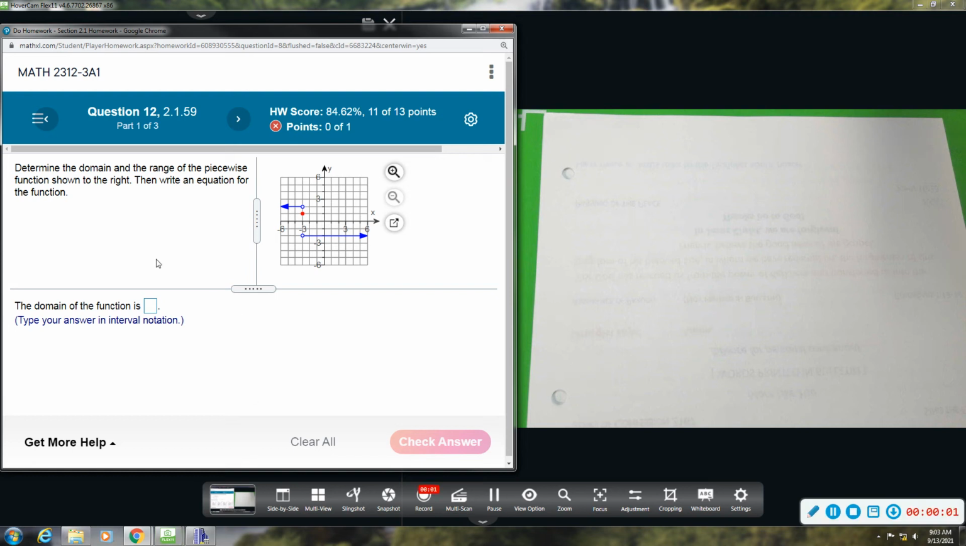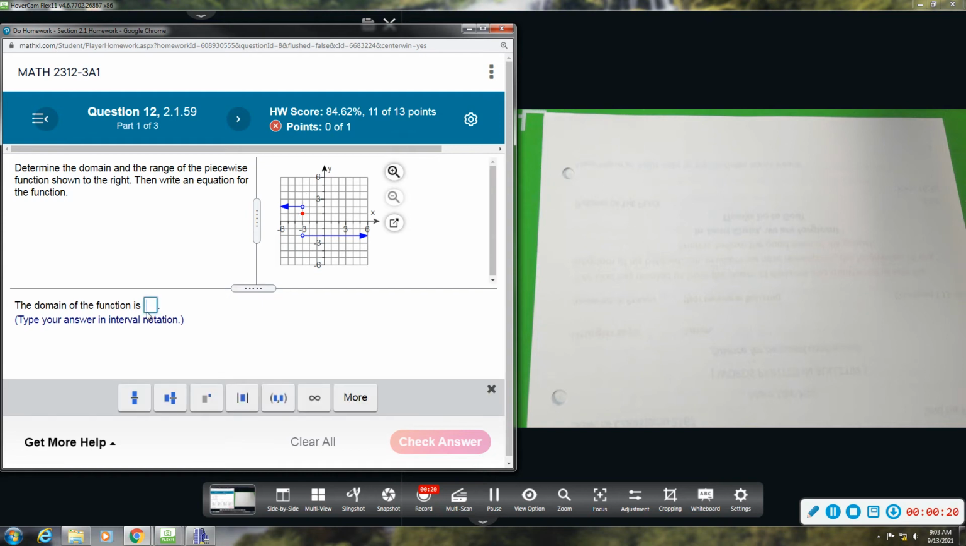All right, number 12, we want to determine the domain and range of the piecewise function, and we're going to write the equation for the function. So the domain, as I go from left to right, I'm tracing and seeing what x values have a coordinating y value. So starting from negative infinity, this graph comes all the way over, and then we have a break here at -3.